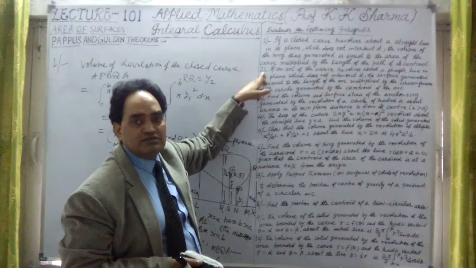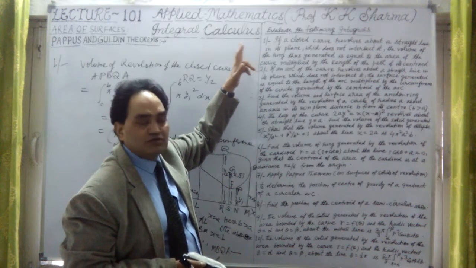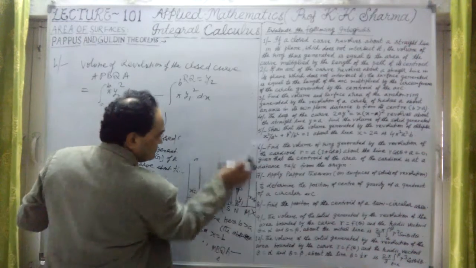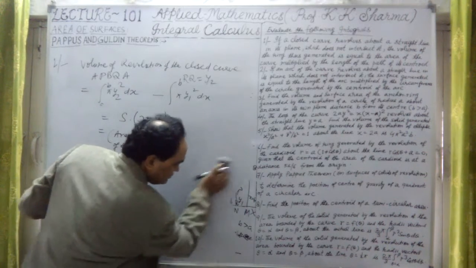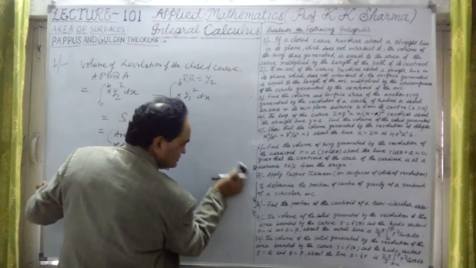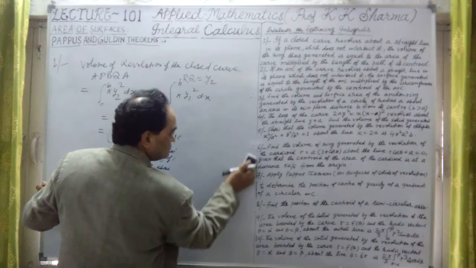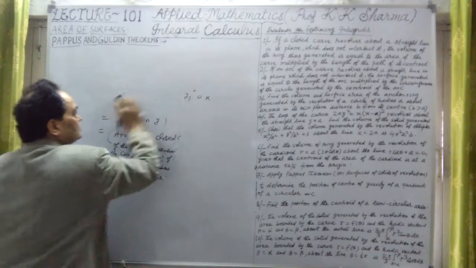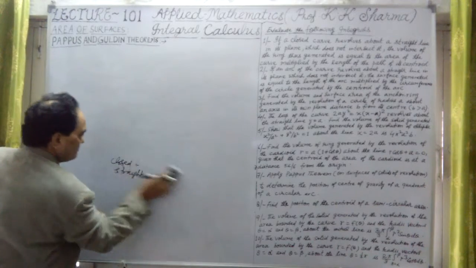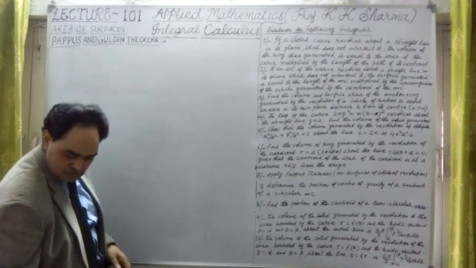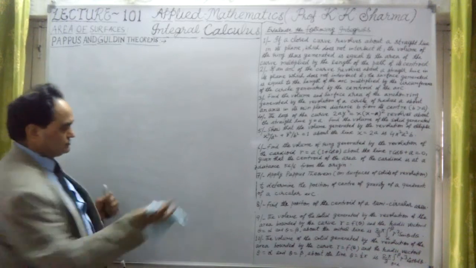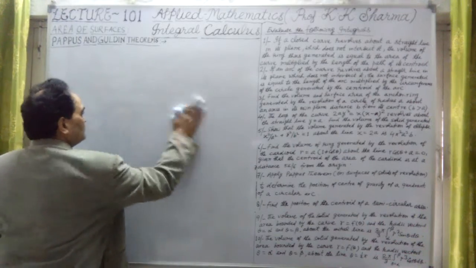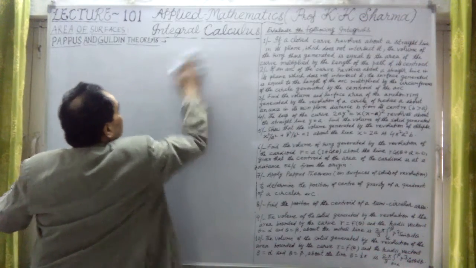The second is the surface area theorem, which is also given by Pappus and Guldin, known as the Pappus and Guldin theorem. So let me take that now. Pappus and Guldin theorem, the second one, based on surface area, which is known as the area theorem. Let me take the second question here now.